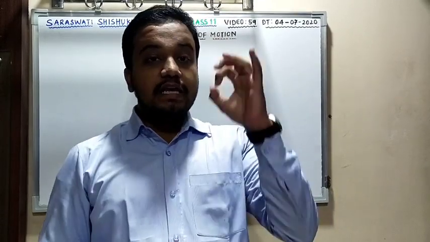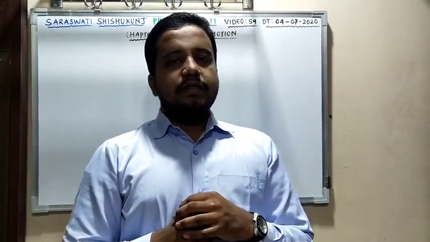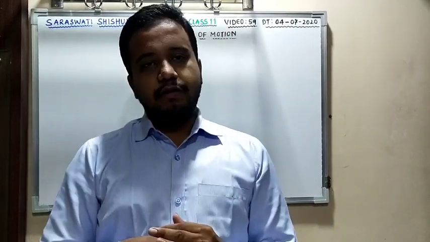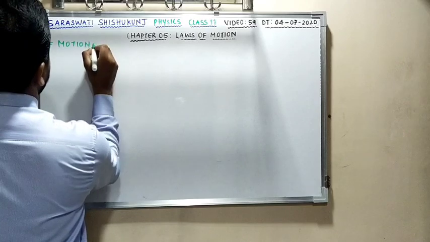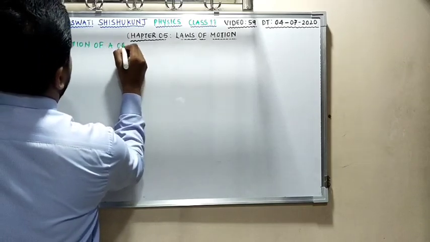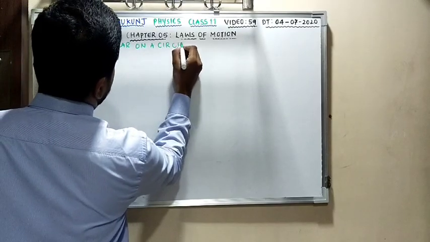Today we are going to study a very important derivation from the exam point of view, which is going to come 100% in the exam. It is a 3 marks question, that is motion of a car on a circular level road. So today's topic is motion of a car on a circular level road.